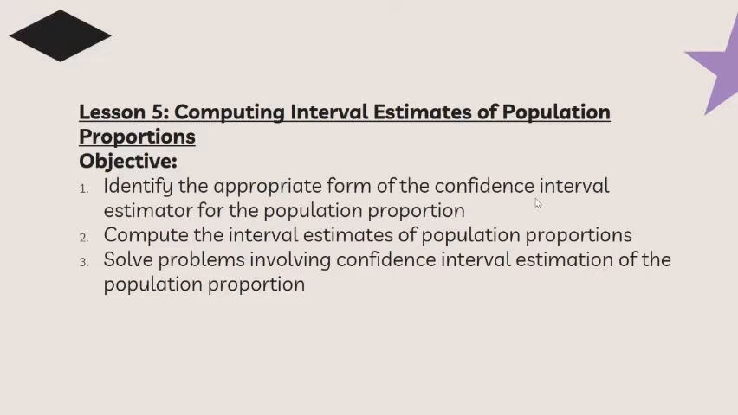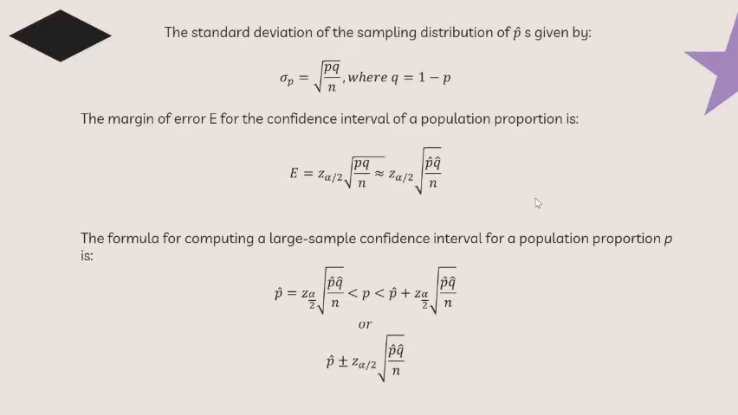We can recall that the standard deviation of the sampling distribution of p hat is given by this formula, if you remember. The margin of error for the confidence interval of a population proportion will be this one. So the formula for computing a large sample confidence interval for a population proportion will be this one. We're going to use it later in our example.